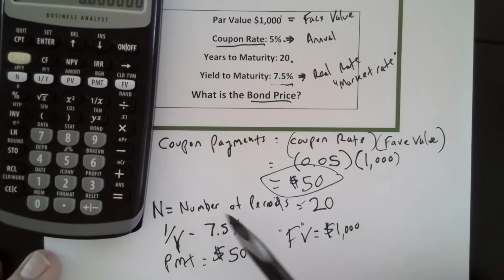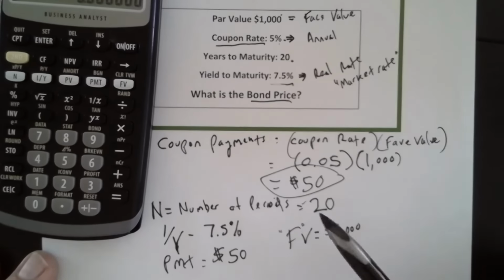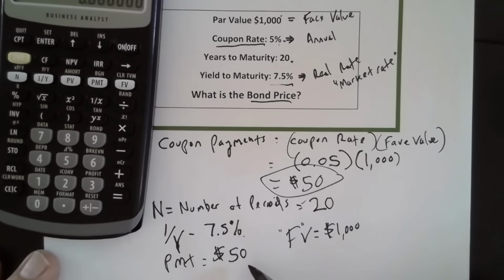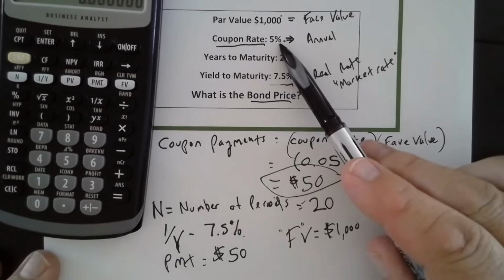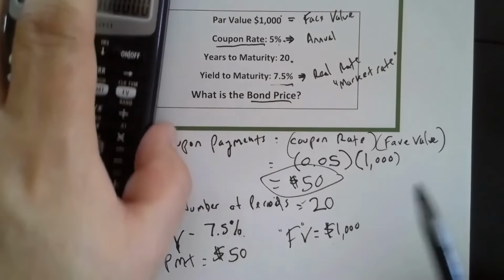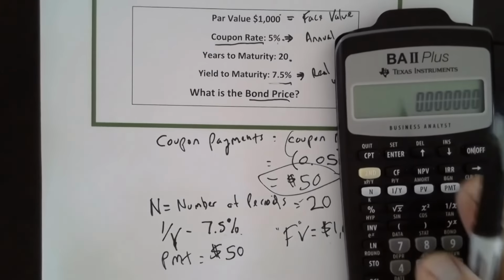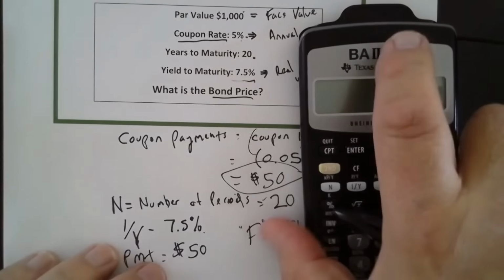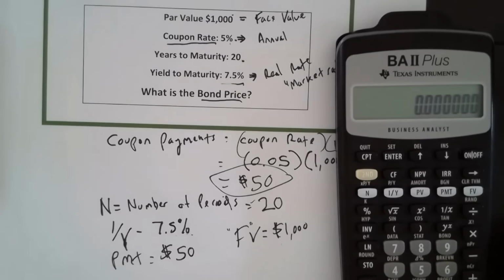So we've got the number of payments, we've got the interest rate that we are looking for. That's the yield to maturity. Note this is not going to be the coupon rate. That is the yield to maturity rate. We have our amount of the payment in dollars, and we have the amount of the face value in dollars. We've cleared out the memory. So all we need to do now is punch in these numbers into the calculator.